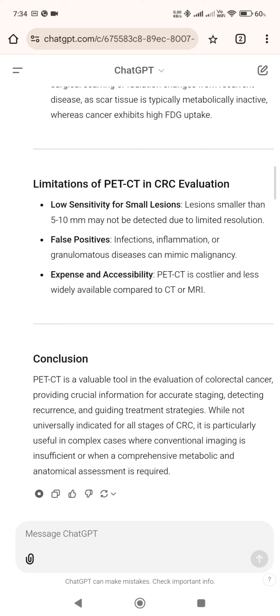Conclusion: PET-CT is a valuable tool in the evaluation of colorectal cancer, providing crucial information for accurate staging, detecting recurrence, and guiding treatment strategies. While not universally indicated for all stages of CRC, it is particularly useful in complex cases where conventional imaging is insufficient or when a comprehensive metabolic and anatomical assessment is required.